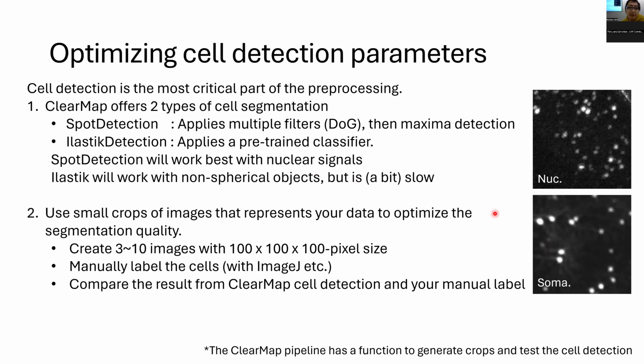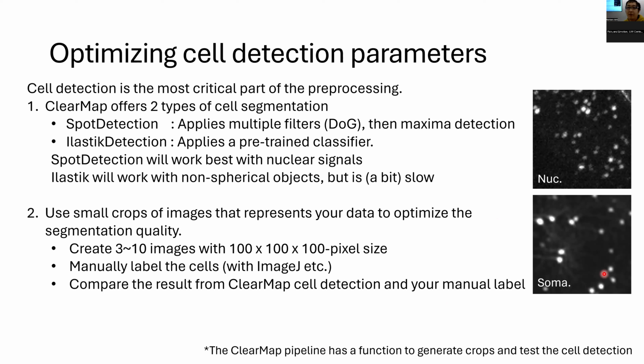Okay, so I would recommend, and we will also go through this during the hands-on part, that I typically recommend creating 3 to 10 images that are roughly 100 by 100 by 100 pixel size, and manually labeling the cells if you are first training a classifier. You can do that with ImageJ or whatever, but the key here is that you know what the true cell locations are. And then you can compare the results coming from ClearMap cell detection to your manual labels.